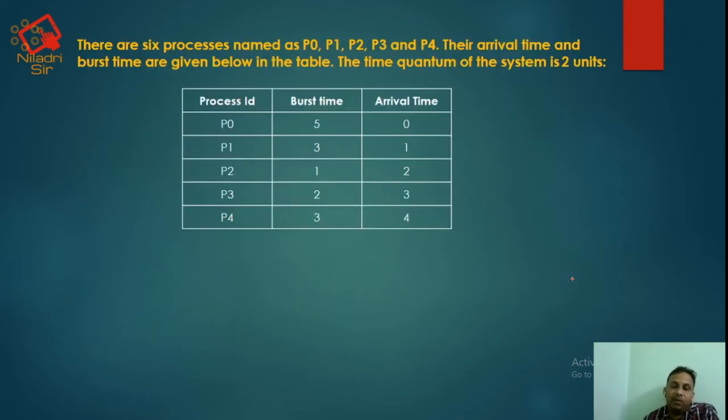Let's do another problem. Here you can see that there are 5 processes, P0, P1, P2, P3 and P4, and the burst time and the arrival time are given, and the time quantum is 2 units. So a process can execute for 2 microseconds at a time. So let's do the Gantt chart first.